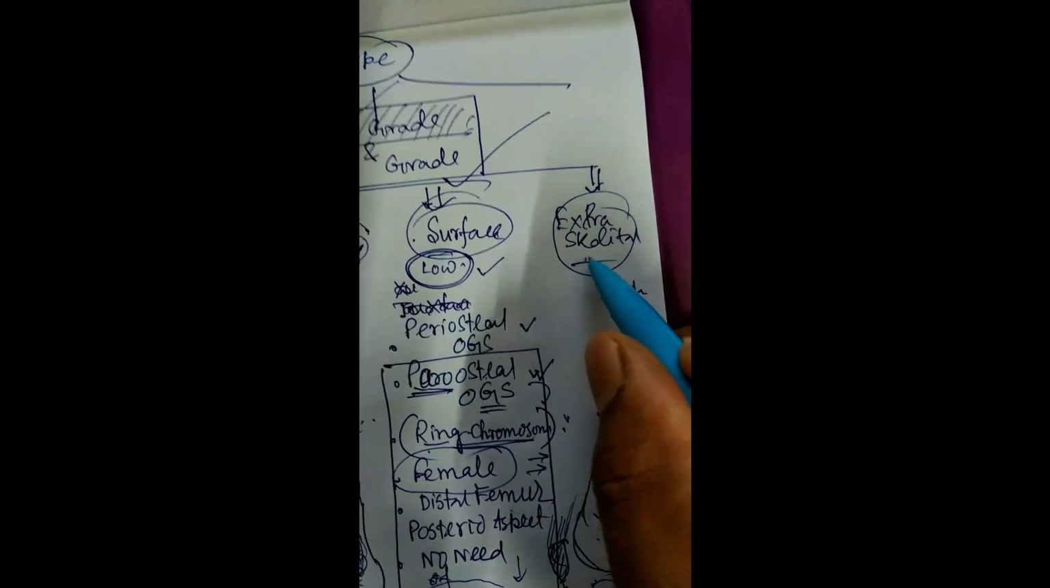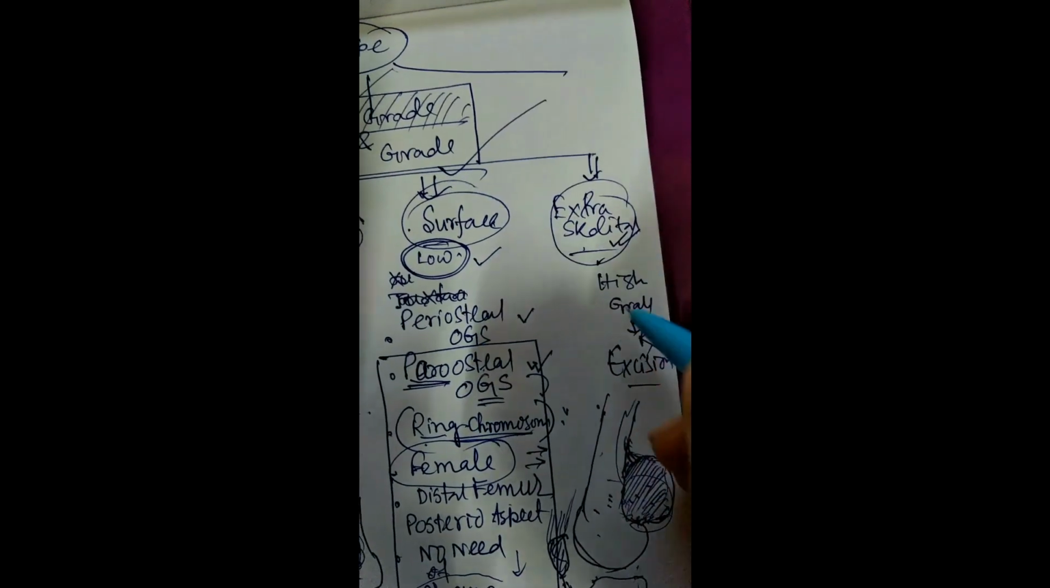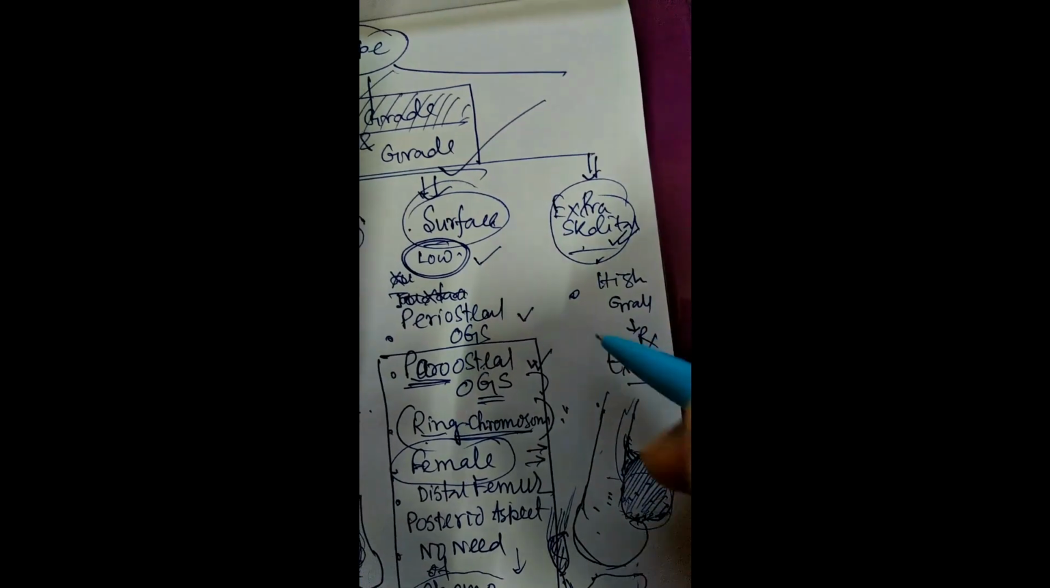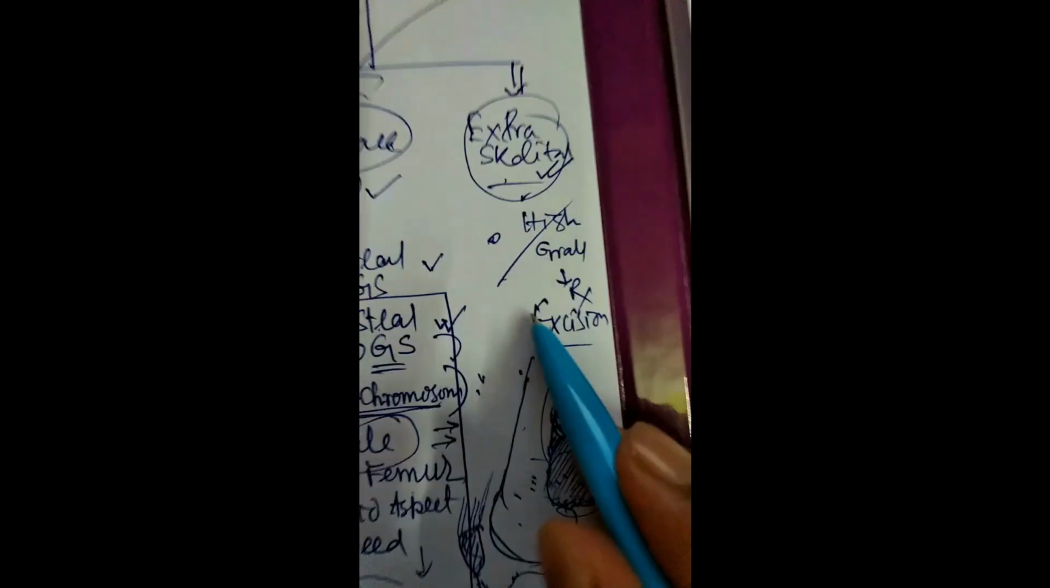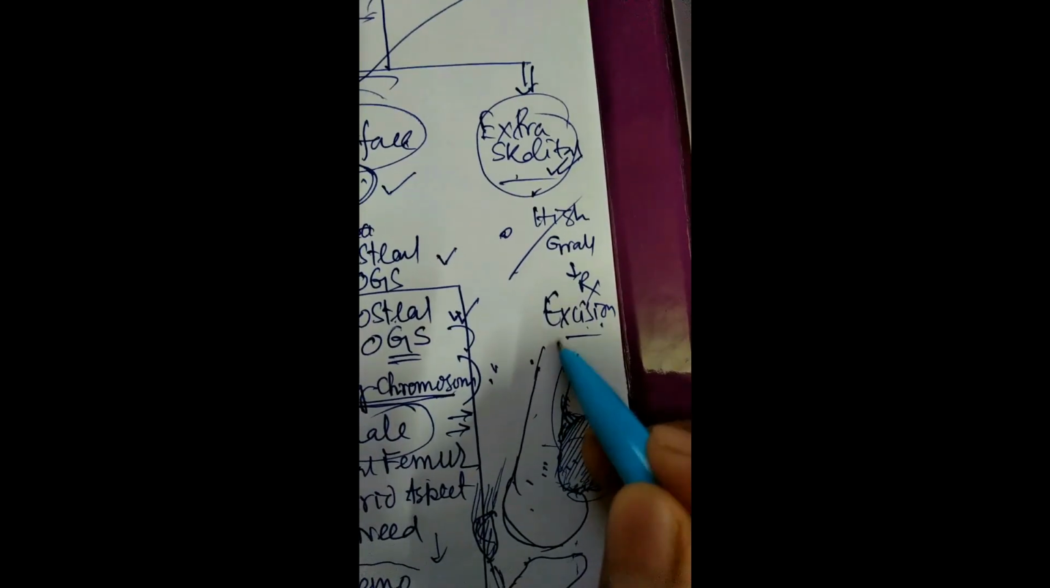Now, some cases are called extraskeletal osteosarcoma. It can involve the soft tissue. This is always high grade, and surgical excision is the treatment of choice after chemotherapy.